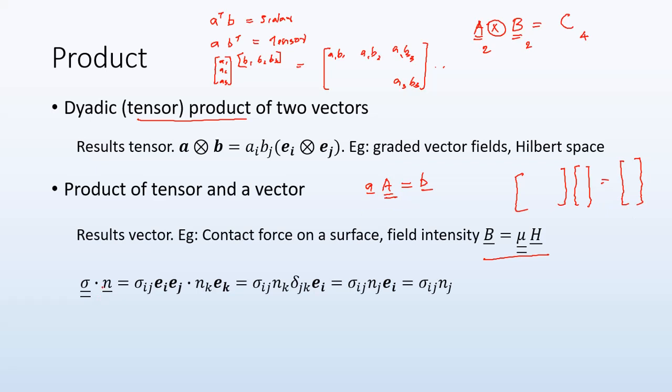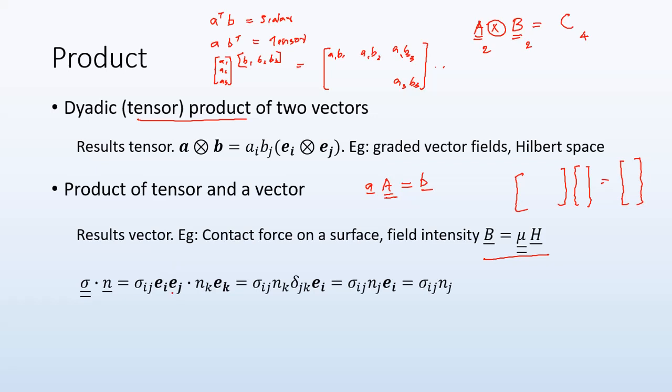Consider another example. This is from fluid dynamics when we are dealing with the contact forces on the surface. So to find the tension on the surface, we will take the dot product of the total stress with the normal to the surface. So we can write that in index notation as sigma ij ei ej. Since it is a tensor, we have two different base vectors, and the normal to the surface will be in the ek direction, nk ek.